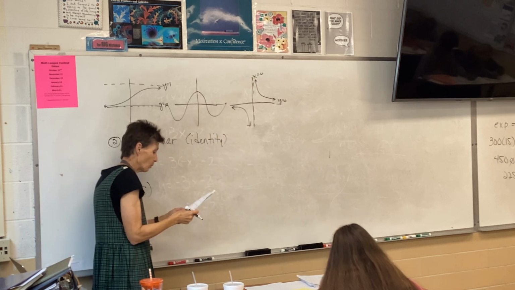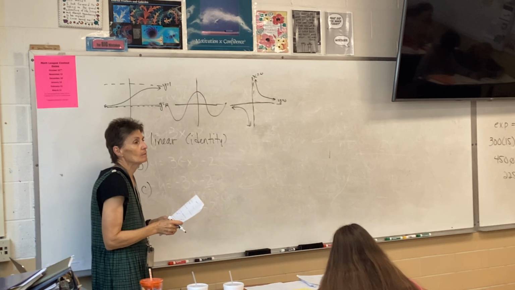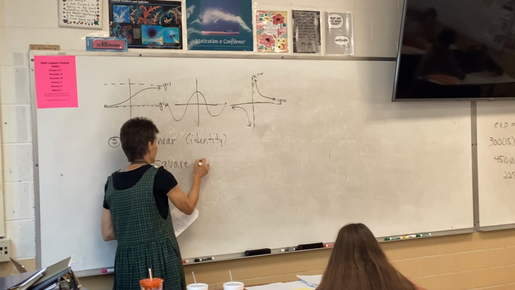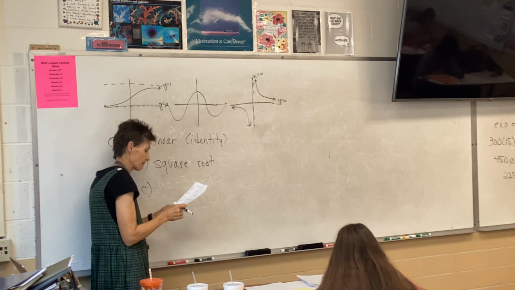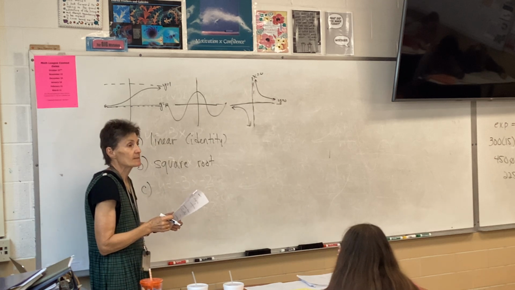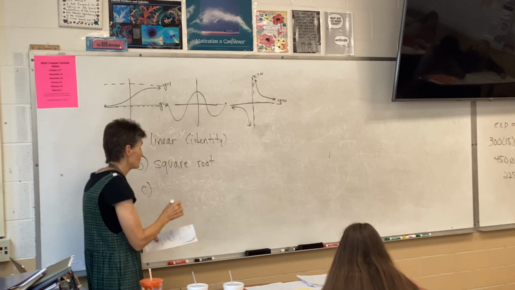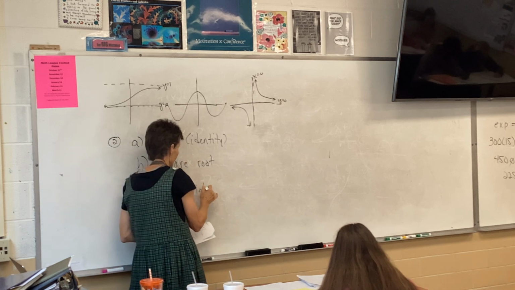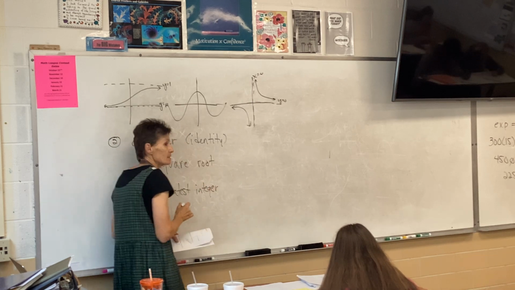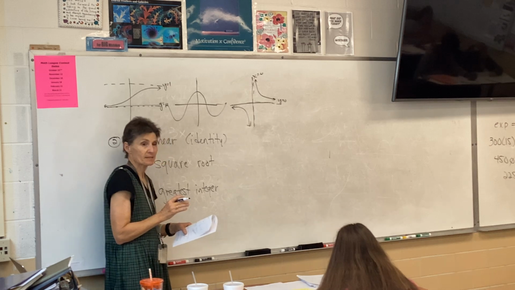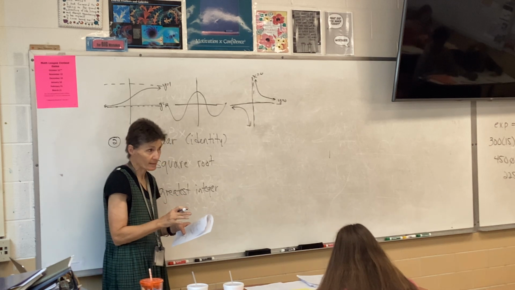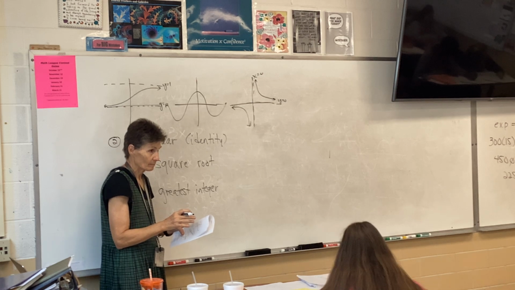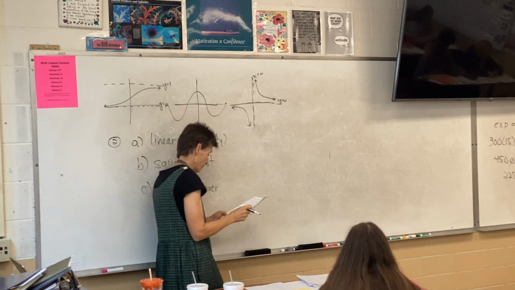Okay. What about B? Square root. And C. Greatest integer. Very good. The idea is that you're a little less dependent on your cards today than you were yesterday. Remember, we're not going to use our cards. Okay, 3.